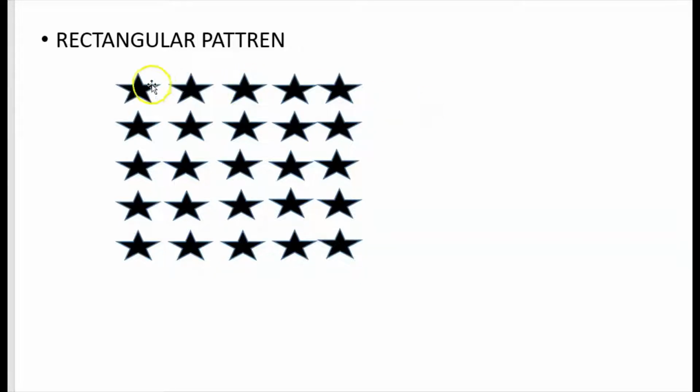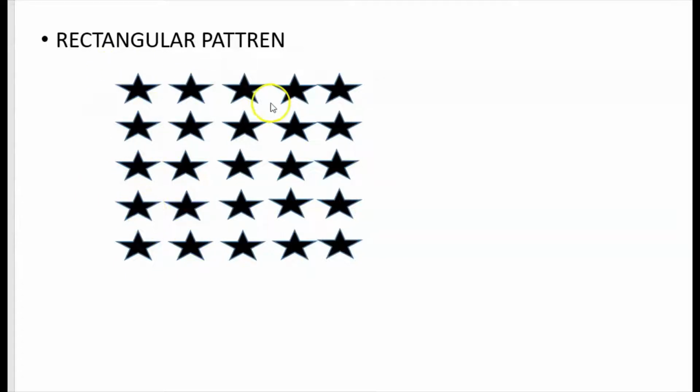If you analyze this pattern, we can see there are 5 rows, 1, 2, 3, 4, 5 rows. And in each row there are 5 stars, 1, 2, 3, 4, 5 stars. So first of all, we need 5 rows, so we need to print 1, 2, 3, 4, 5.